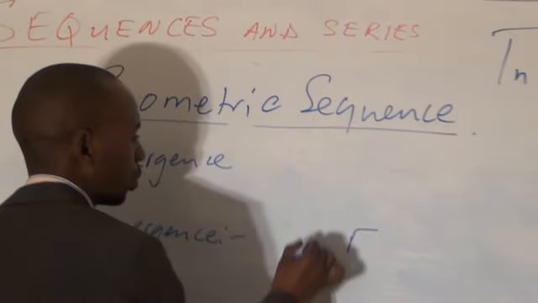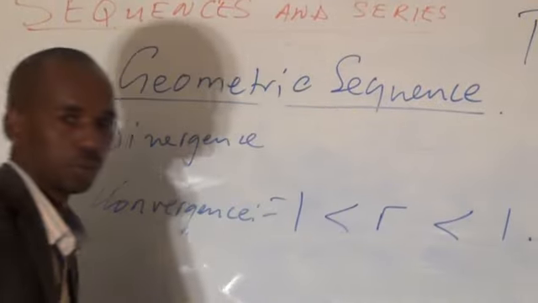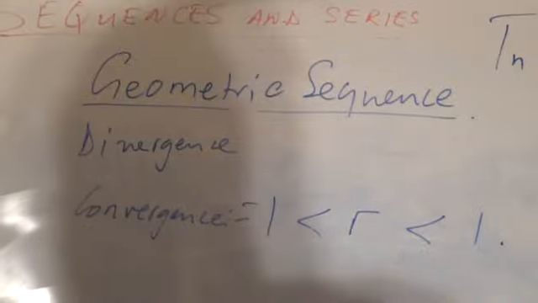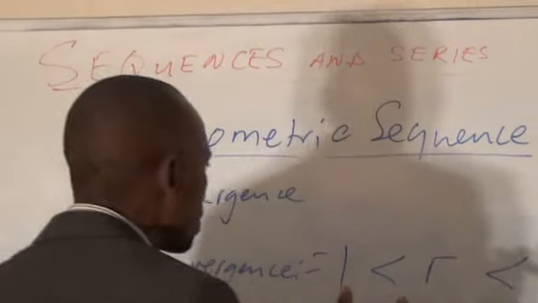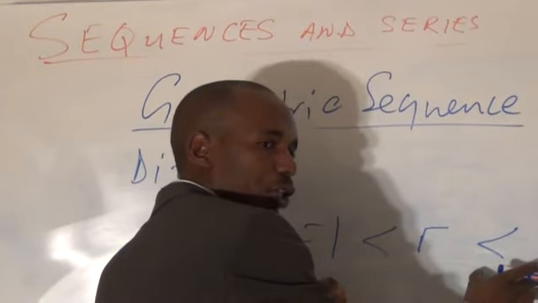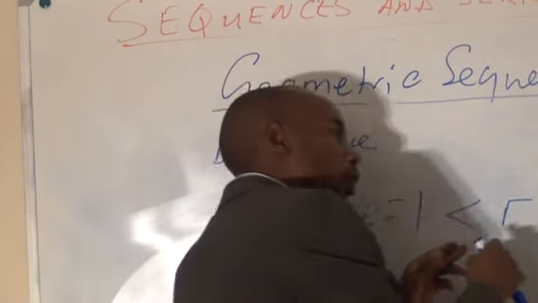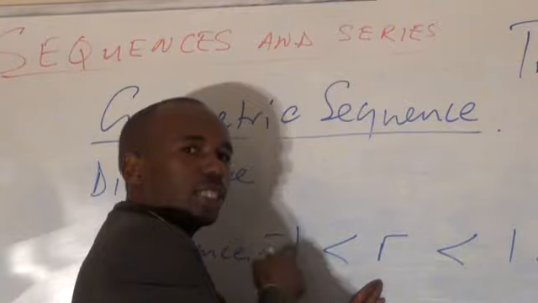So our common ratio has to be that. What is the proof? I'll give you the proof now. What do we mean when we say our common ratio is less than 1 and greater than -1? This is what we mean.